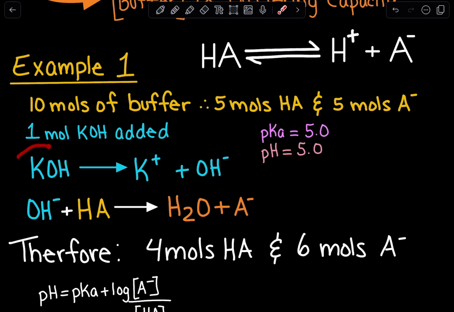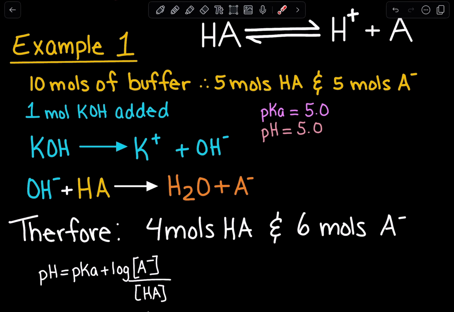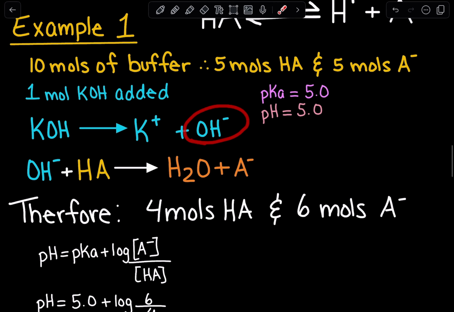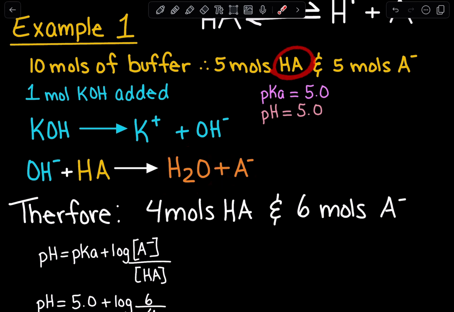Now let's say I add in 1 mole of KOH, which is a base. So the KOH, the potassium hydroxide, will break down into K plus, which is potassium ion, and that OH minus. Now this OH minus is our base, and we must neutralize this base. So the buffer is going to neutralize the base. How is it going to do that? Well, our HA, which is in the buffer, is going to combine with our OH minus to produce water and that A minus. So what happened? We utilized one of these HAs and we produced an A minus.